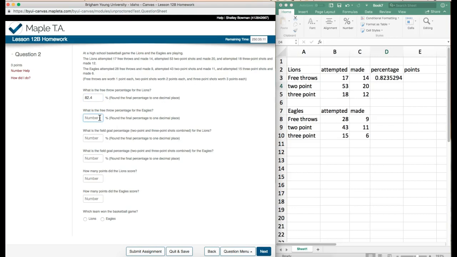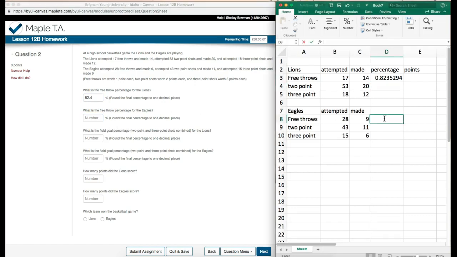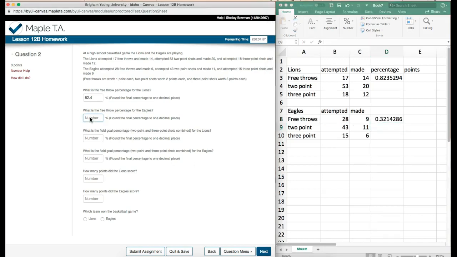The next one says, what is the free throw percentage for the Eagles? So we'll come down here and do the same calculation: how many were completed divided by the attempts that they made, and changing that to a percent, we get 32.1%.